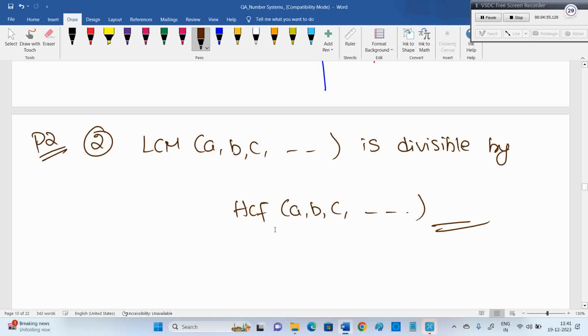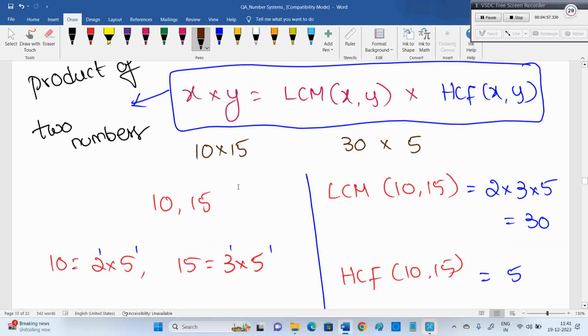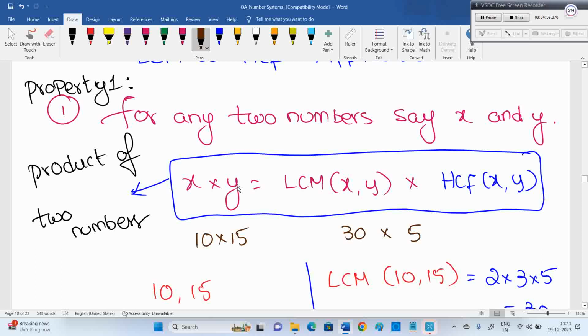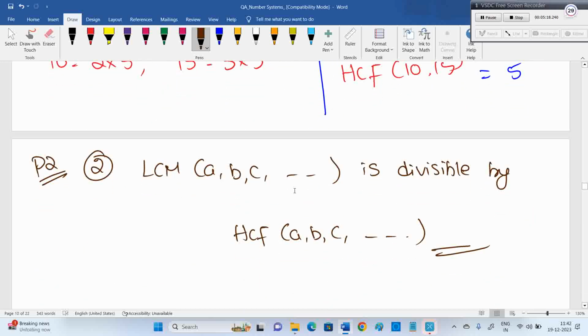The first one is P1. These two are not applications. These two are nothing but properties related to LCM and HCF, because in the question they will mention LCM and HCF. Applications means they don't mention LCM or HCF. You have to understand where to apply LCM and where to apply HCF. These are the two important properties regarding LCM and HCF.